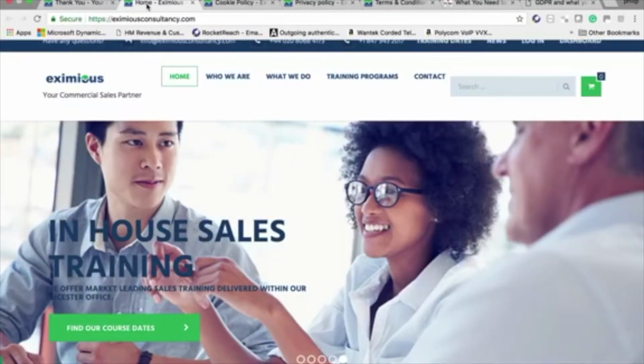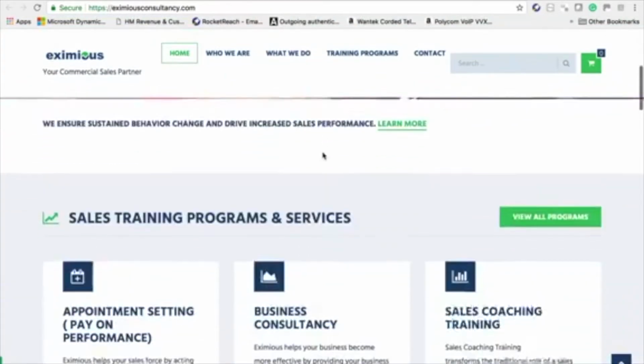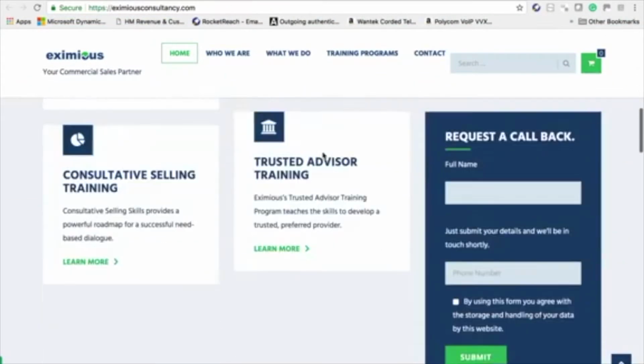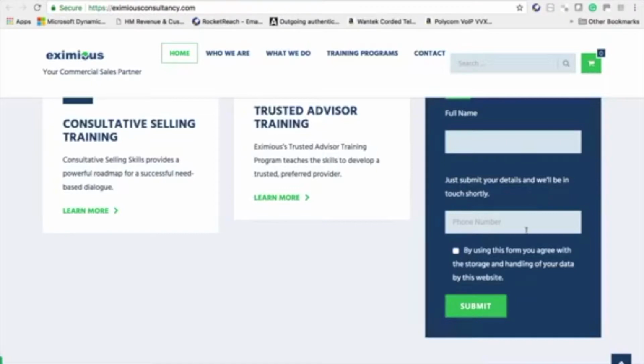What I'm going to touch on with this is the forms of consent that can and cannot be accepted. In this case, I've deliberately got a consent form that would not meet GDPR criteria. If you have a look at this, it's got a form and it has got an opt-in. The reason this wouldn't meet GDPR requirements is because it's ambiguous. It says, by using this form, you agree with the storage and handling of your data by this website.